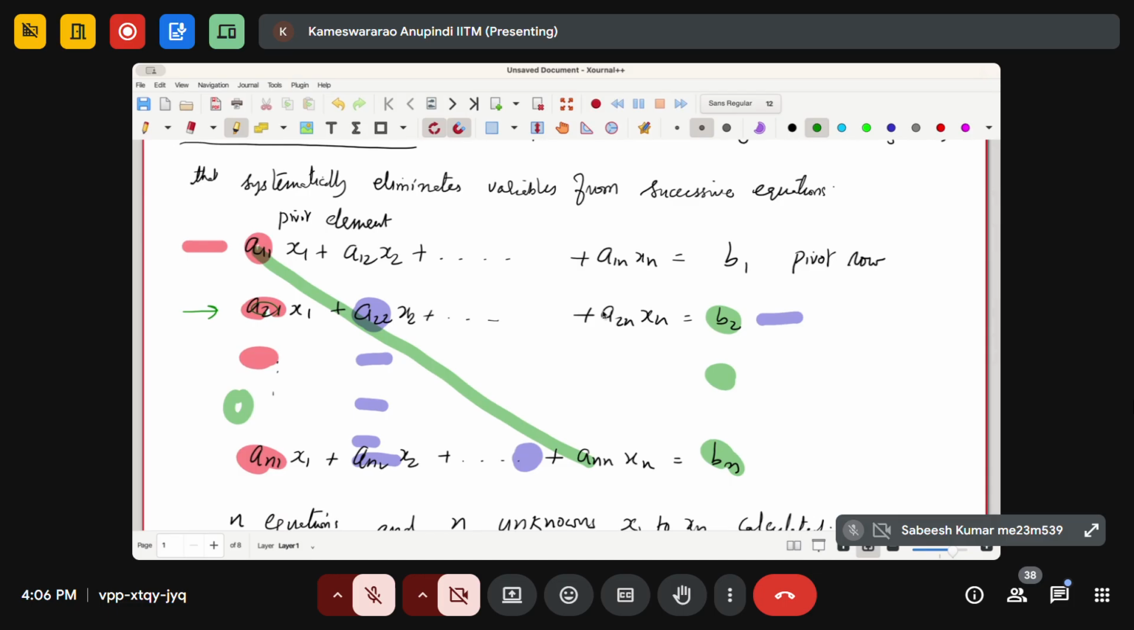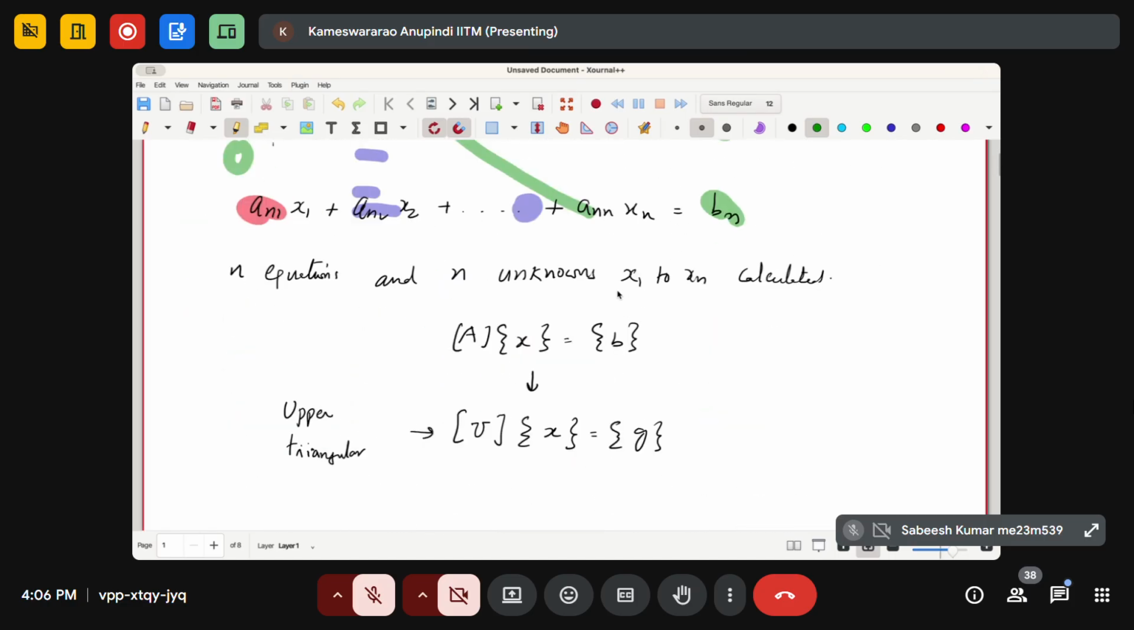So as a result, the row operation that you apply to the coefficients, you will also apply to the right hand side. That means you will apply it to the entire equation, that is, a21 x1, a22 x2, and so on, a2n xn equals b2. For the entire equation, you would apply the row operation. So that is the idea.